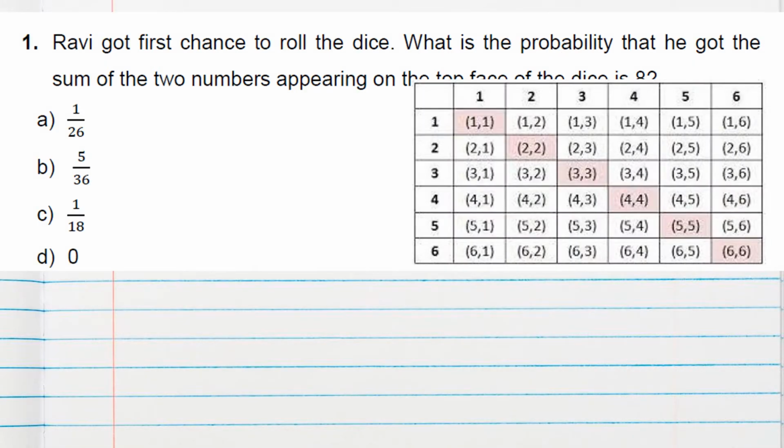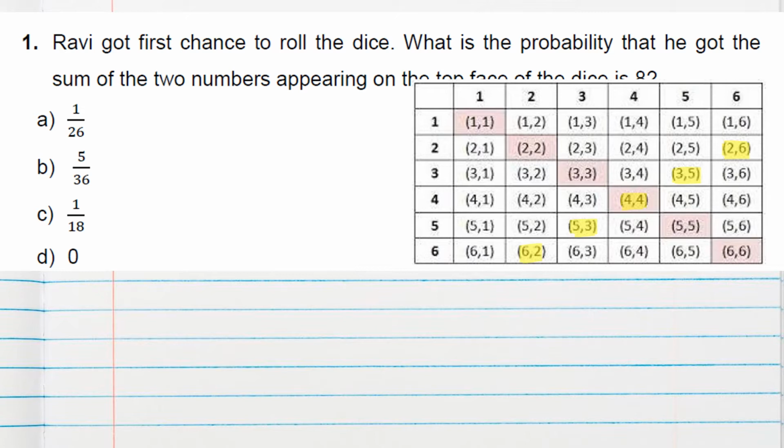First question is, Ravi got the first chance to roll the dice. What is the probability that he got the sum of the two numbers appearing on the top face of the dice as 8? So we have to select those outcomes in which the sum is 8. Clearly 6 plus 2 will give 8, right? 5 plus 3 will give 8. 4 plus 4, then 5,3; 6,2. So these 5 outcomes will give a sum of 8.